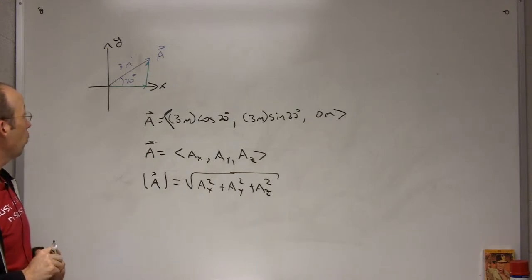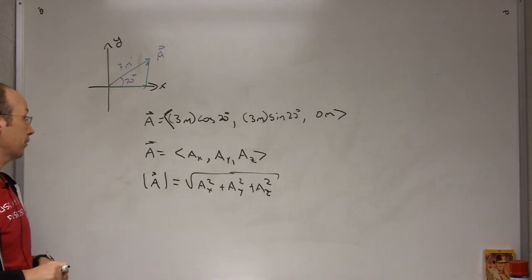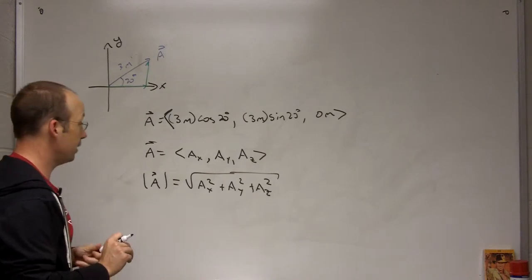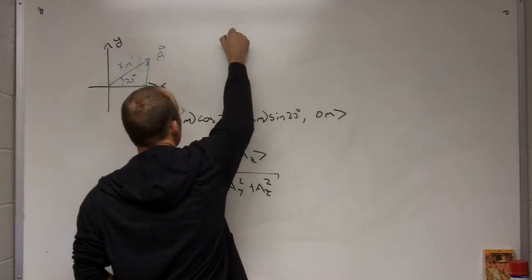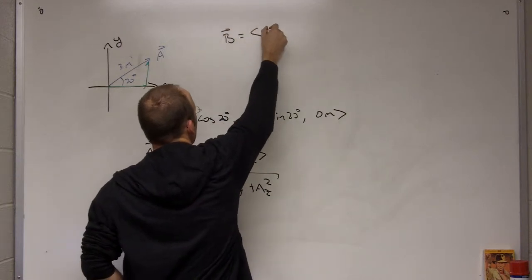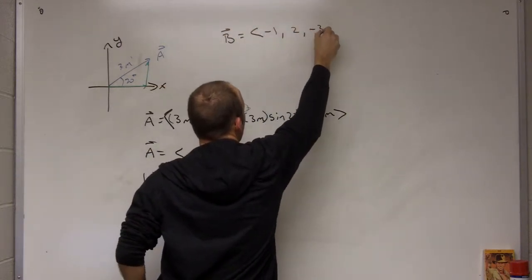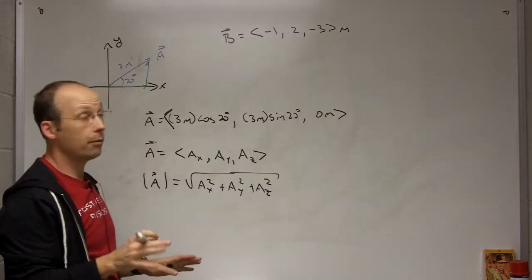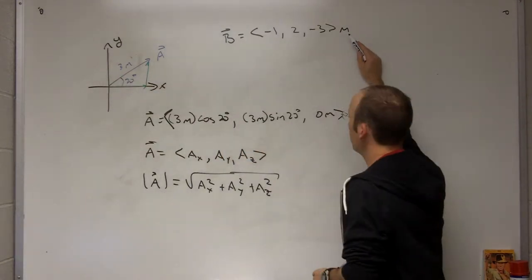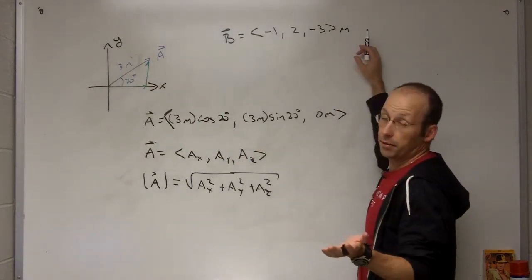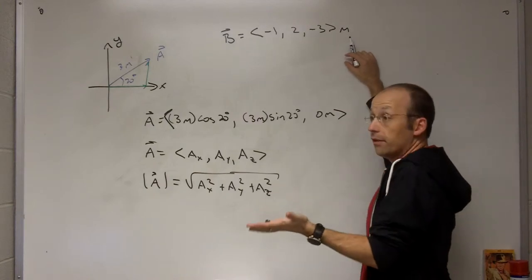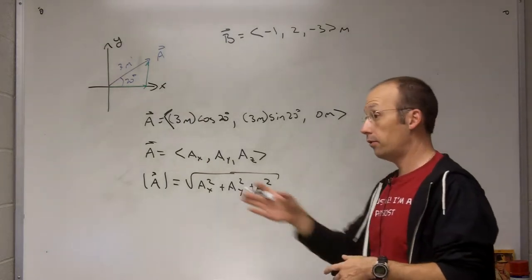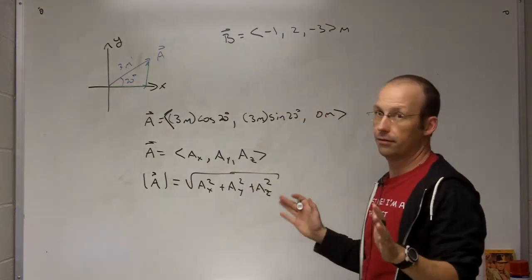Okay, what else do we need to know about vectors? I didn't multiply that out because I'm lazy. Let's just say that I have a different vector B, (negative 1, 2, negative 3) meters. A vector has to have units, okay? Sometimes we're lazy and I don't put them on there, but if you don't have units, then it's not a real thing. Each component has to have the same units. You can't have 2 meters that way and 5 newtons up. You just can't do that.